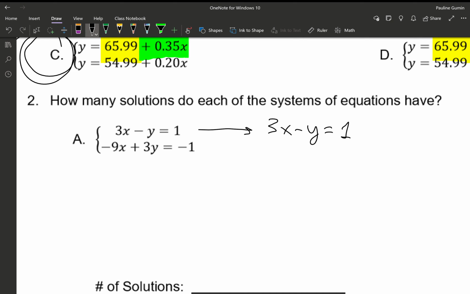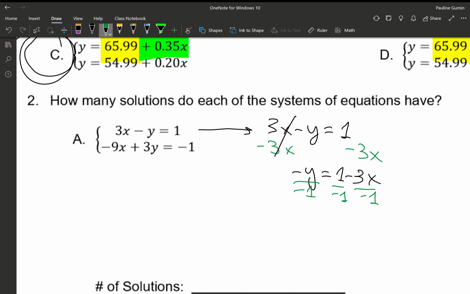All right, so let's get y by itself. First, I'm going to subtract 3x from both sides. So I have negative y equals 1 minus 3x. And then I'm going to divide everything by negative 1 in order to get y by itself, just positive. So y equals negative 1 plus 3x.